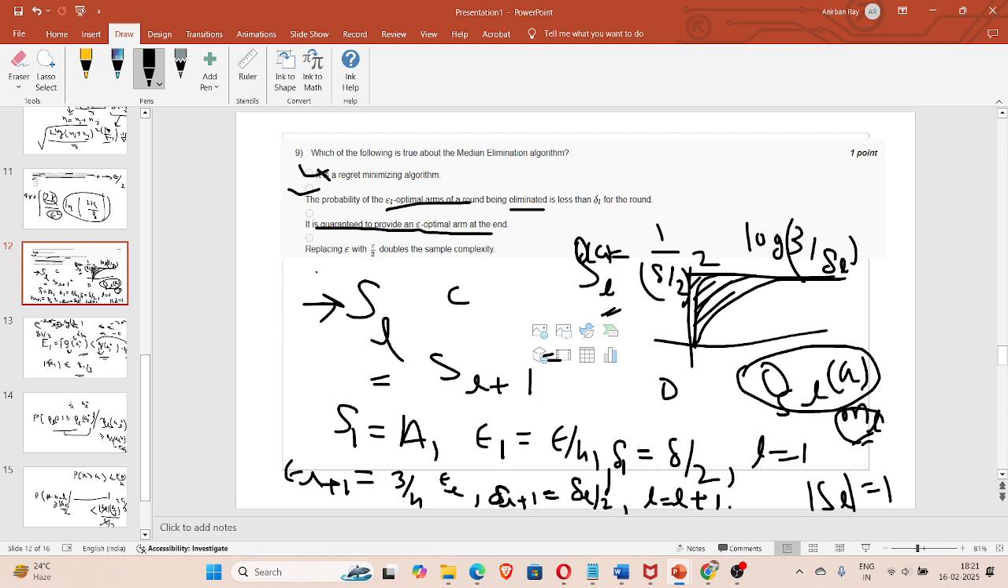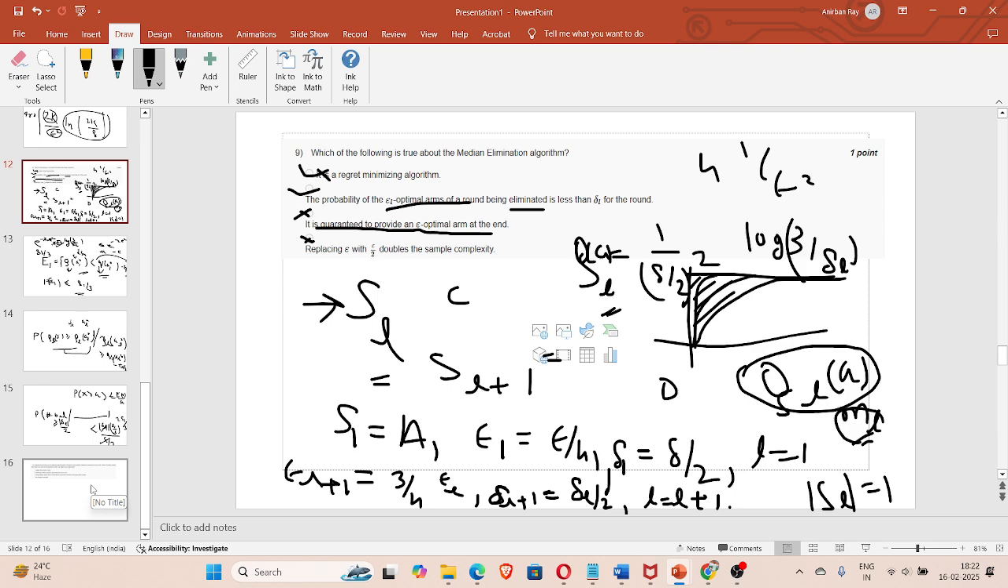And if you replace it by epsilon by 2, it doubles the complexity. It does not double, it becomes 4 times, because there is 1 by epsilon square. So if epsilon becomes half, then the total becomes 4 times. So this is also wrong. Only this option is correct. Any doubt?